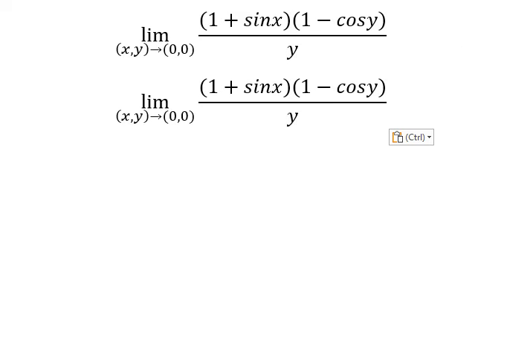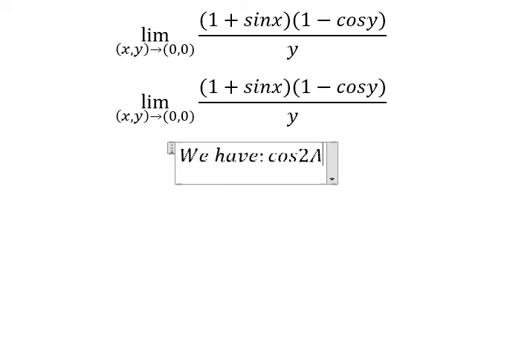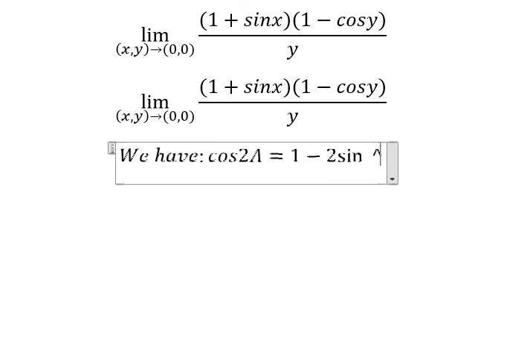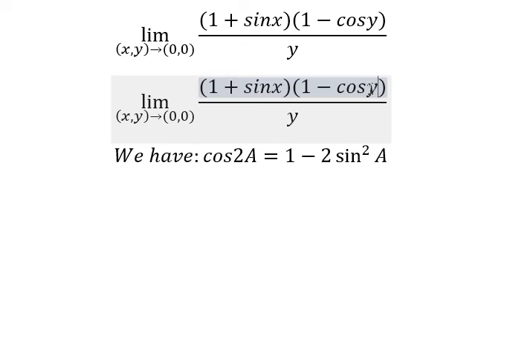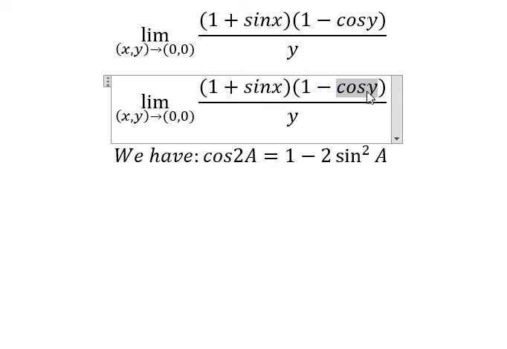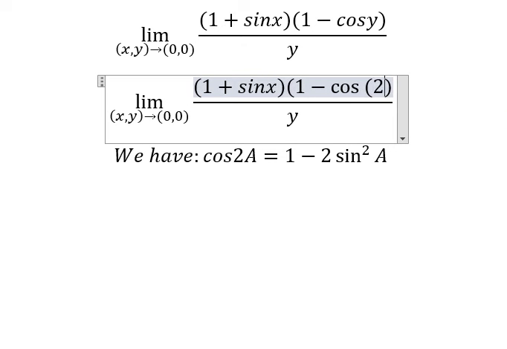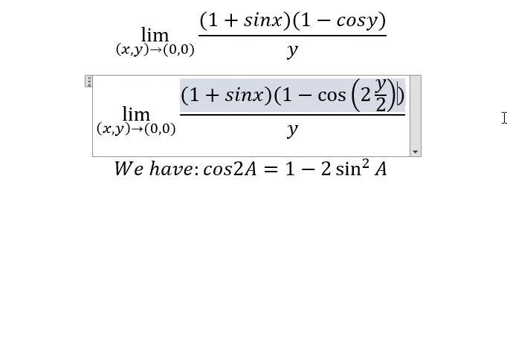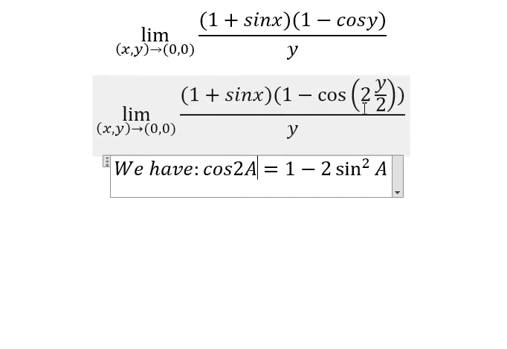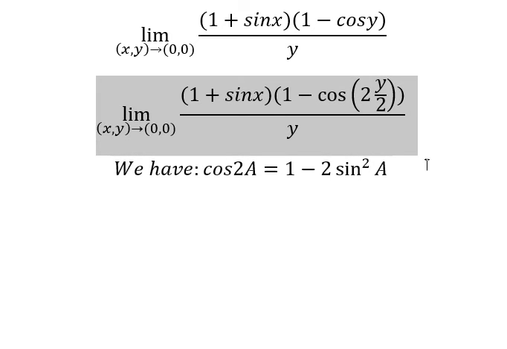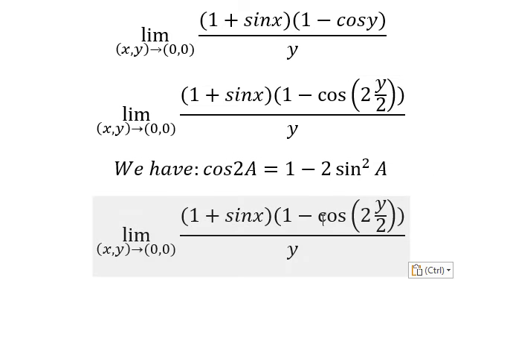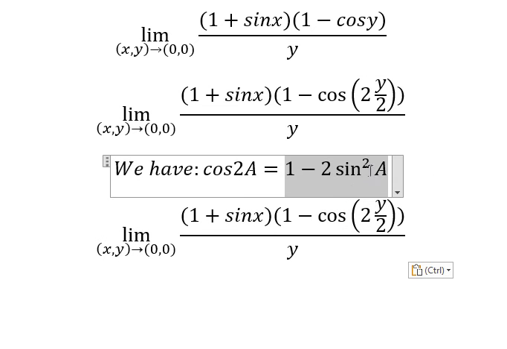We know that we have the formula cosine 2A equals 1 minus 2 sine A squared. So we just concentrate on cosine y. Cosine y we can put into cosine of 2 multiplied by y over 2, and capital A is y over 2. Now, we need to transform this one into this one.